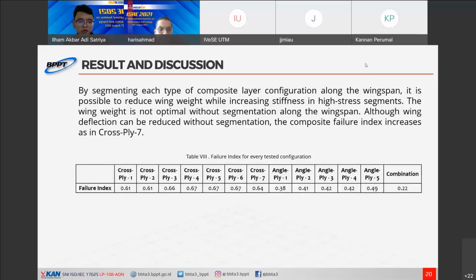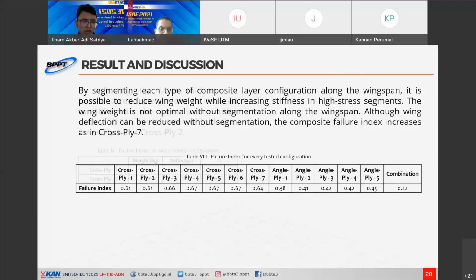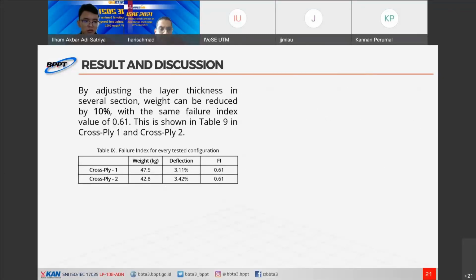And then this is the failure index. Like I mentioned before, this value must not be more than 1 to make sure that our structure is strong enough. So this is the first conclusion that we get. By adjusting the layer thickness in several regions, we can reduce the weight by 10% with the same failure index of 0.61, as shown in Table 9 below. Cross-ply 1 has the same failure index as cross-ply 2, but we can reduce the weight.